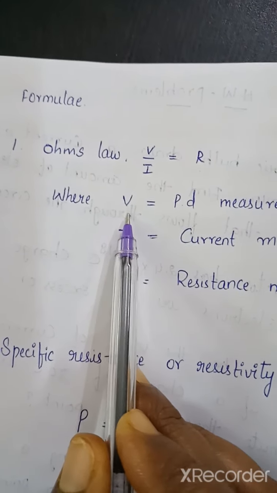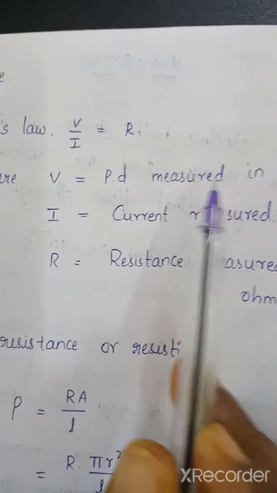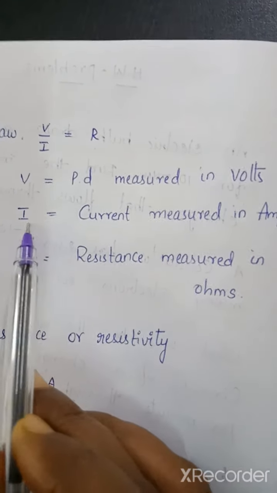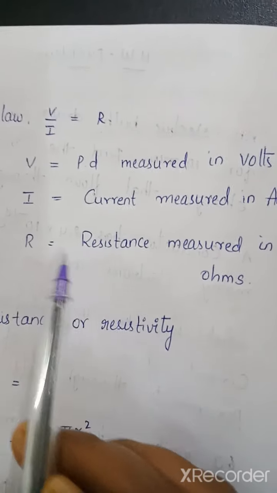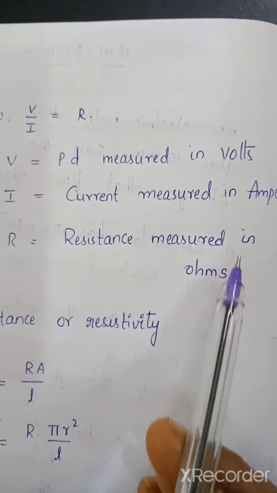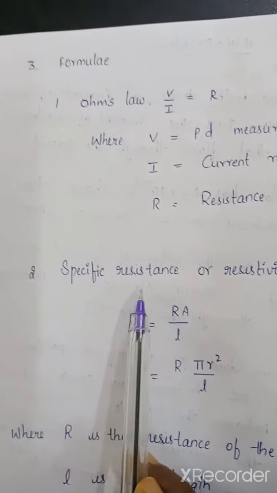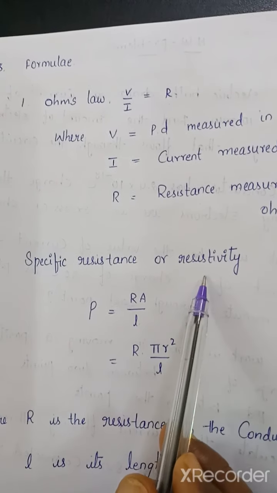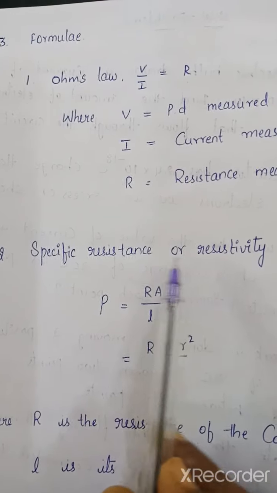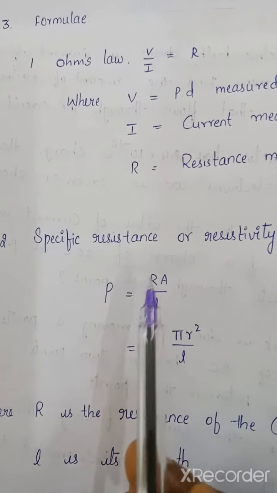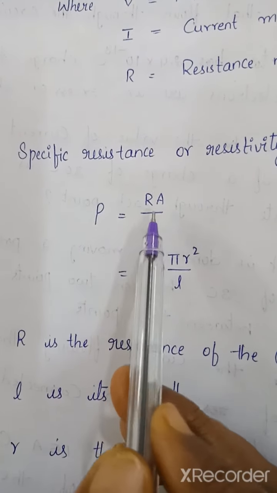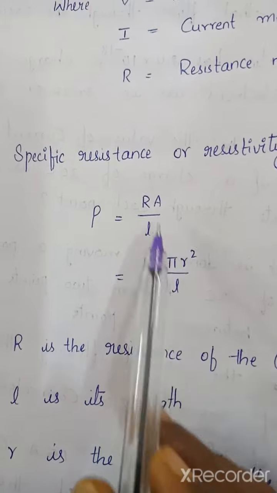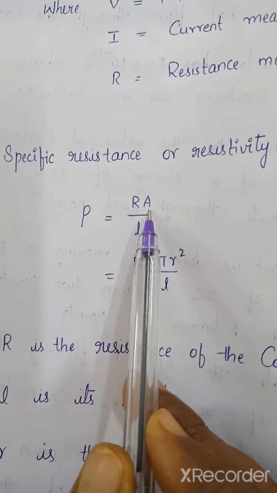Where V is potential difference measured in volts, I is current measured in amperes, R is resistance measured in ohms. Now the second formula, specific resistance or resistivity. Resistivity can also be known as specific resistance, and it is symbolized by the letter rho. Rho equal to RA by L, where A is area of cross section.